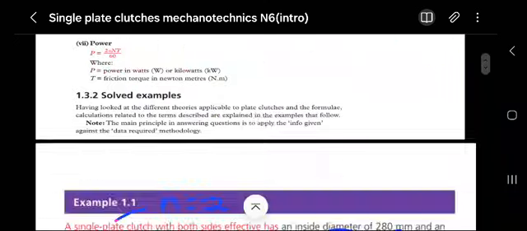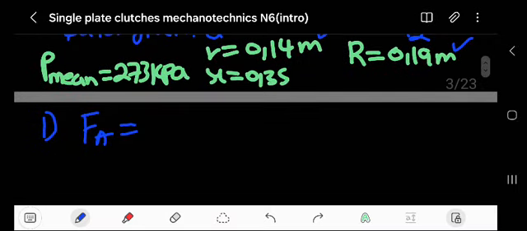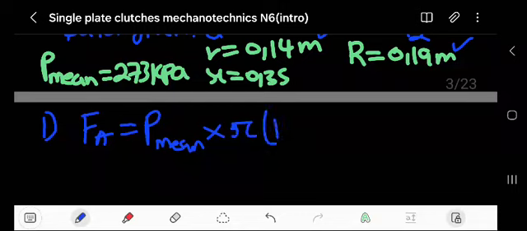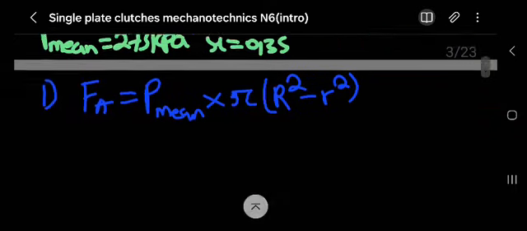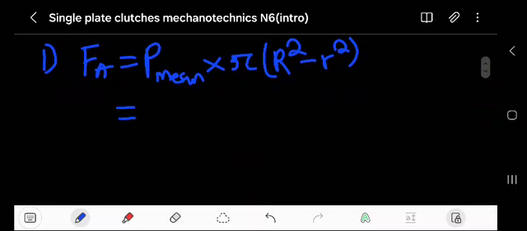So as you have seen there, the formula will be P mean multiplied by area. We know that force is pressure multiplied by area, and our area is simply pi into r squared minus r squared. So what is this? 273 times 10 to the power of 3, as given there, multiplied by pi.